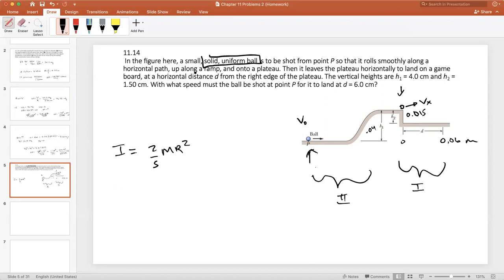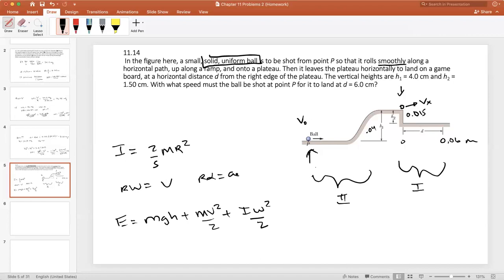Secondly, we know that because it is rolling smoothly, r omega is equal to v at every point. And lastly, we know that the energy at any point should be mgh plus m v squared over 2 plus I omega squared over 2. And lastly, I forgot, if we need it, r alpha is equal to a: the angular acceleration times the radius is equal to the tangential acceleration at every point. All right, I think we have everything we need to start working on this. So let's do part 1.